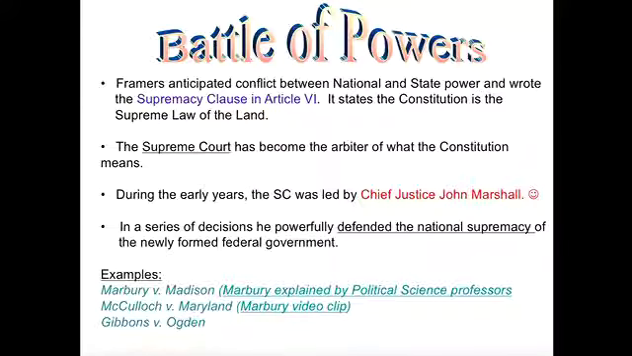So I hope this has helped in going over powers of Congress and the federal government and how that differs with state powers on the issue of federalism.